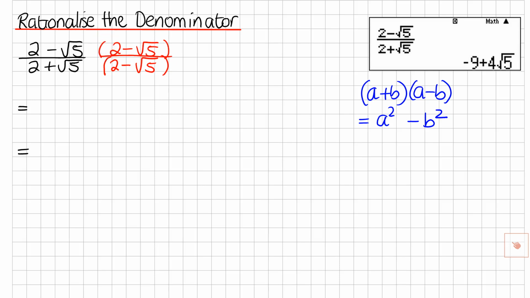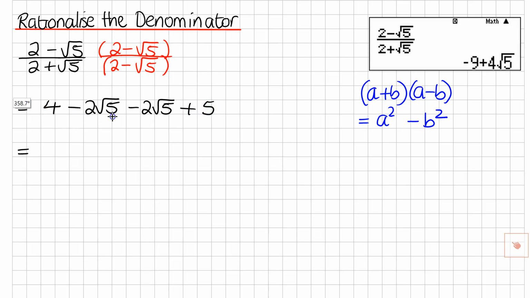Okay, so now all I have to do is multiply these out. So on top I get 2 by 2, which is 4. I get 2 by minus root 5, which is minus 2 root 5. I get minus root 5 by 2, giving me minus 2 root 5. And then finally minus by minus root 5 gives me a plus, and root 5 by root 5 is 5.